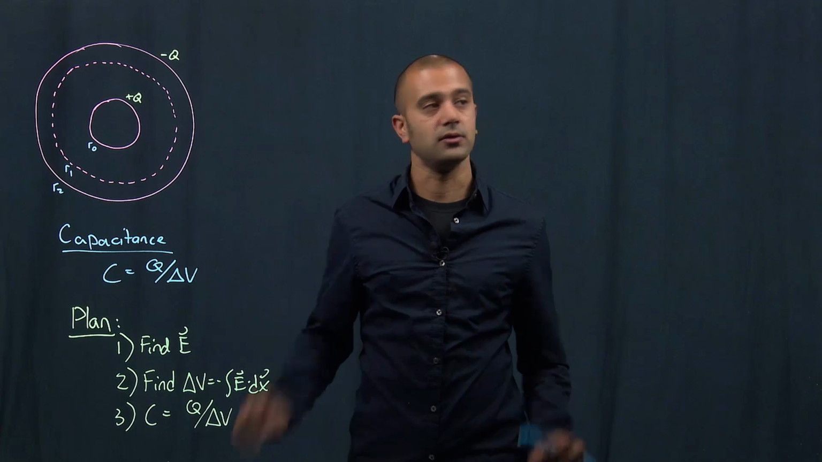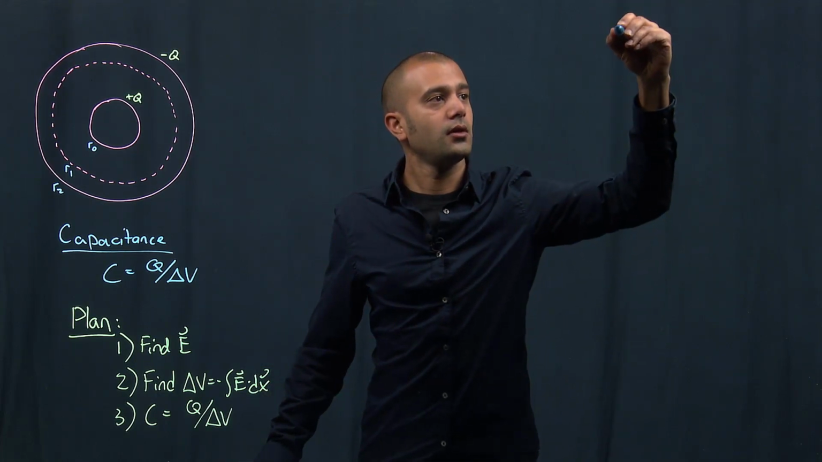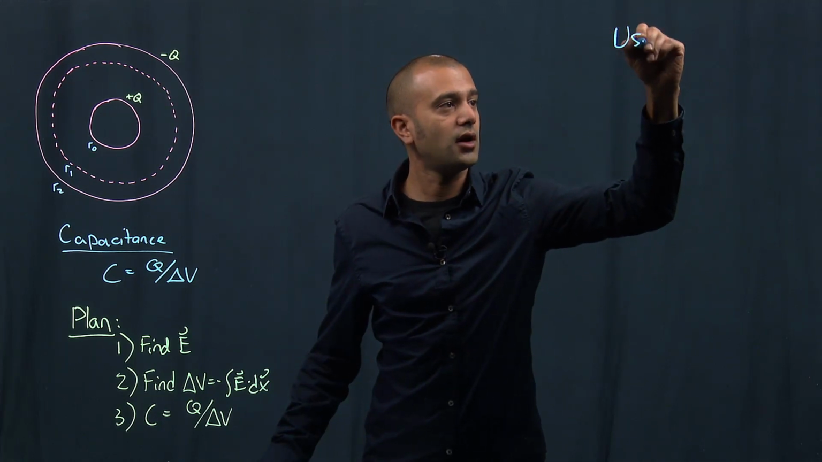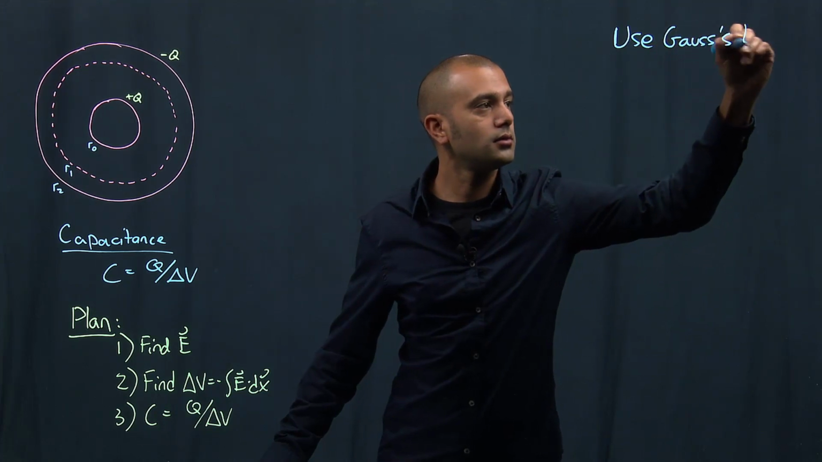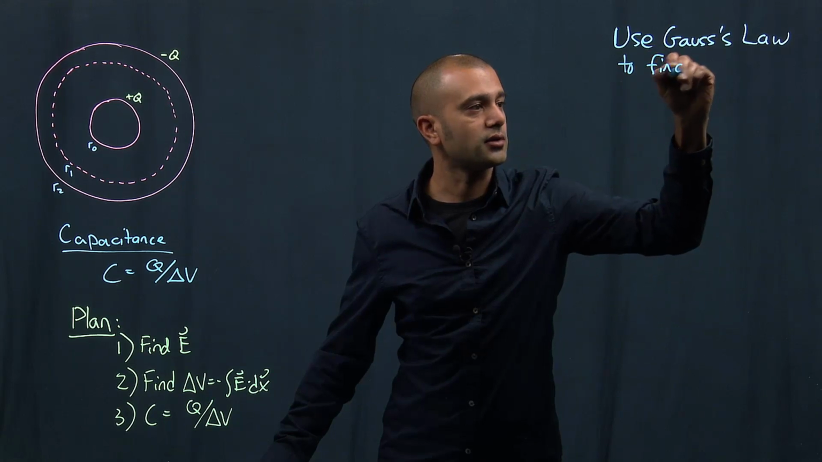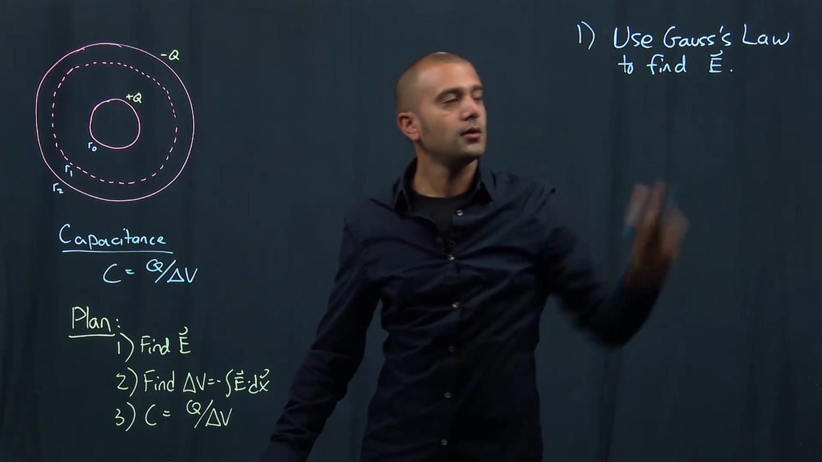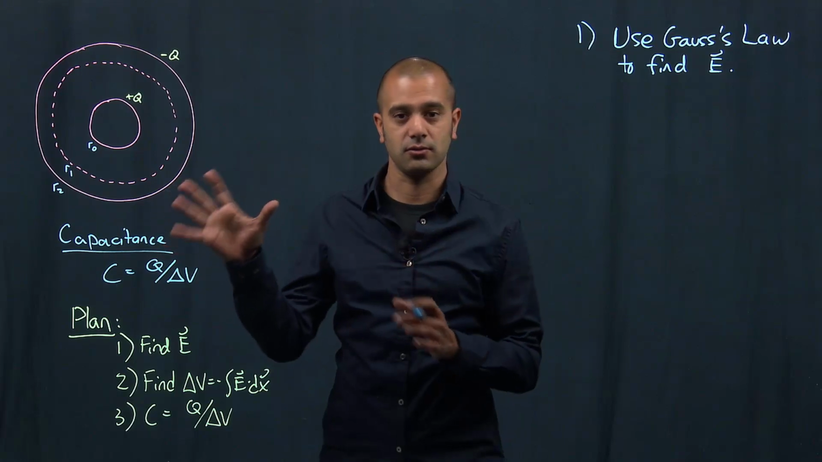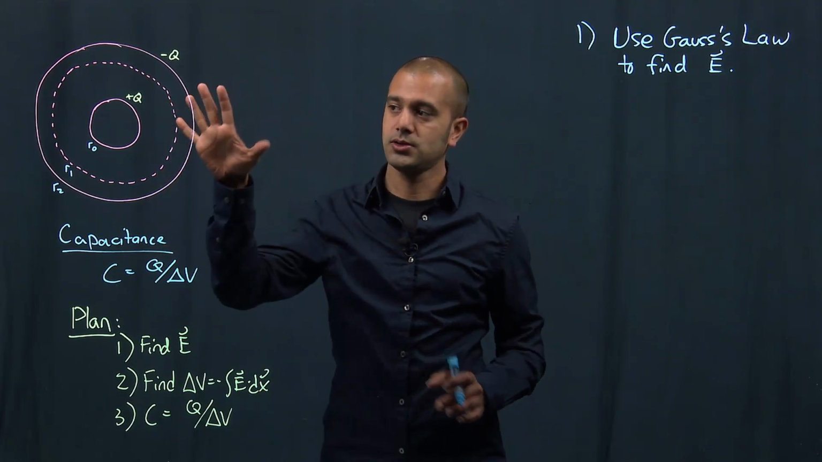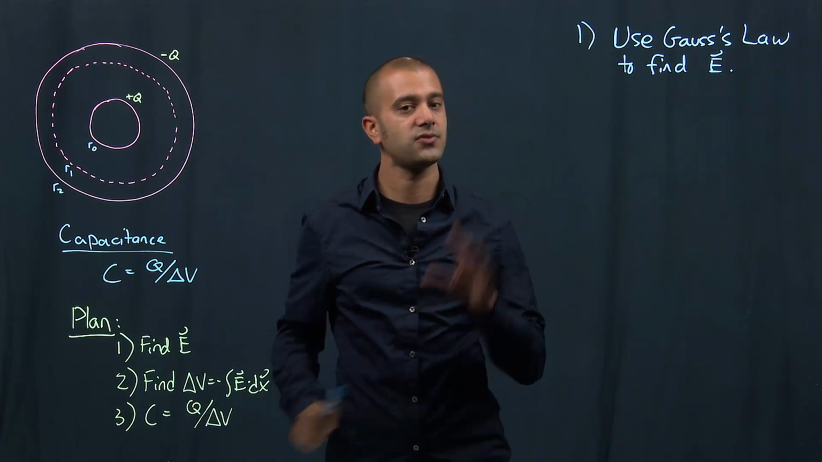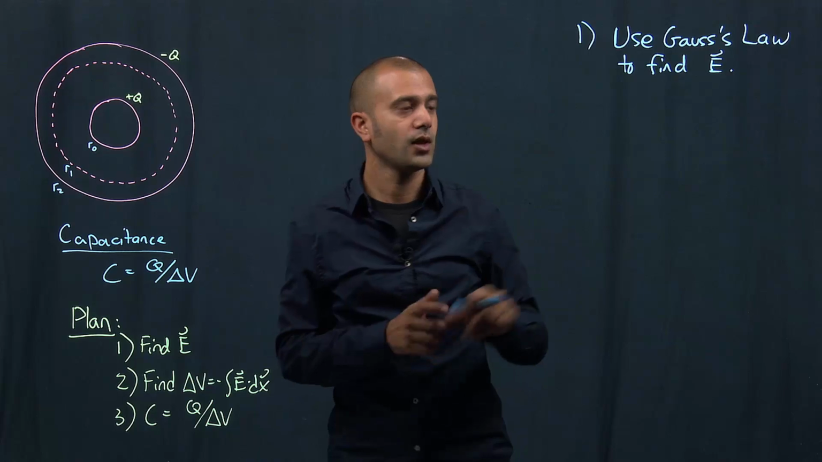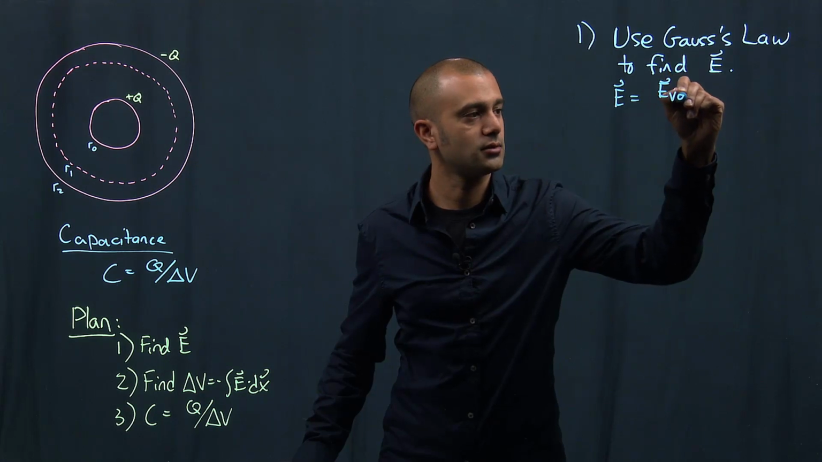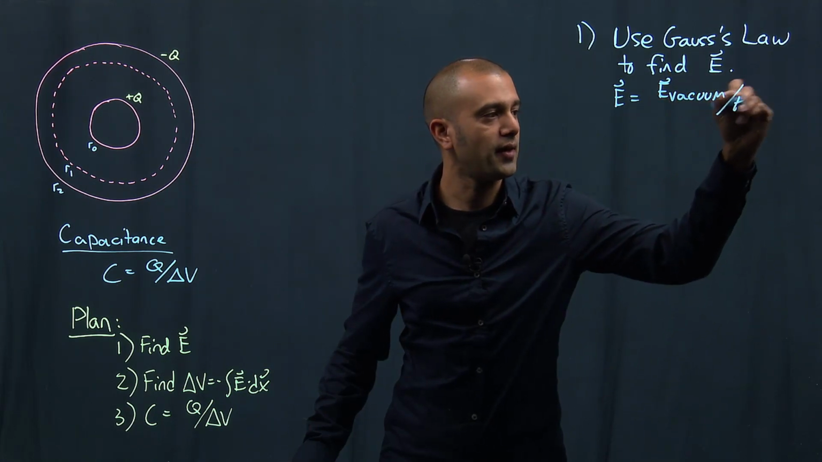The first thing we have to do is find the electric field. So let's use Gauss's law to find the electric field. Typically when we used Gauss's law in the past, we used it to find the electric field where there was only a vacuum and no materials inside. In this case, we have a dielectric. To account for the dielectric, it's actually pretty straightforward. We just find the field as if it were vacuum, using Gauss's law, and then the field inside the dielectric is going to be that field divided by the dielectric constant. So the field in the dielectric equals the field in vacuum divided by the dielectric constant.